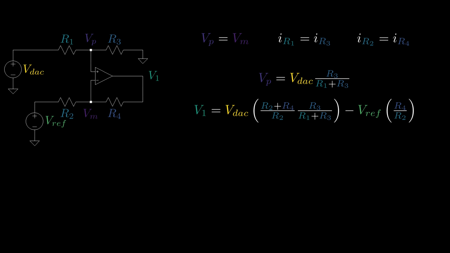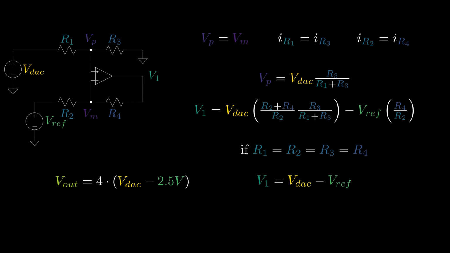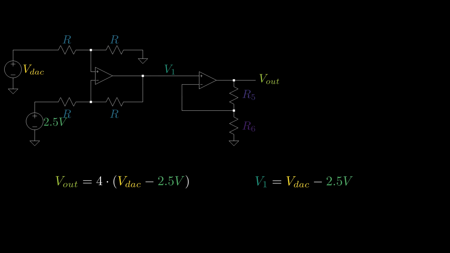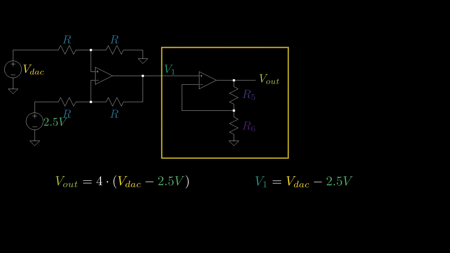If we make one more simplification by setting all resistances equal to each other, we're left with the following equation. If we bring back our target equation, you may notice that if we set Vref to 2.5 volts, we have the offset portion of our target mapping. If we go back to the original circuit, all we need to do now is have the circuit in the box create a gain of 4.